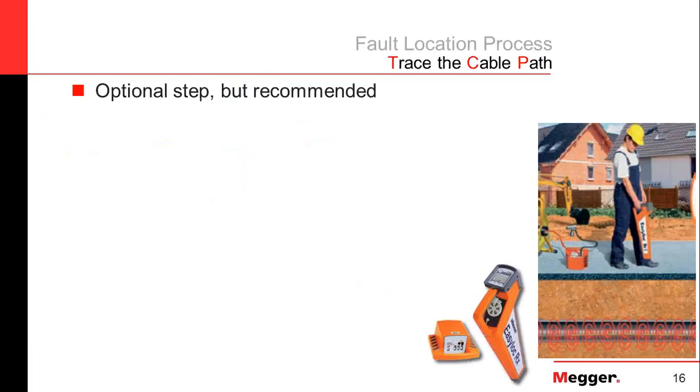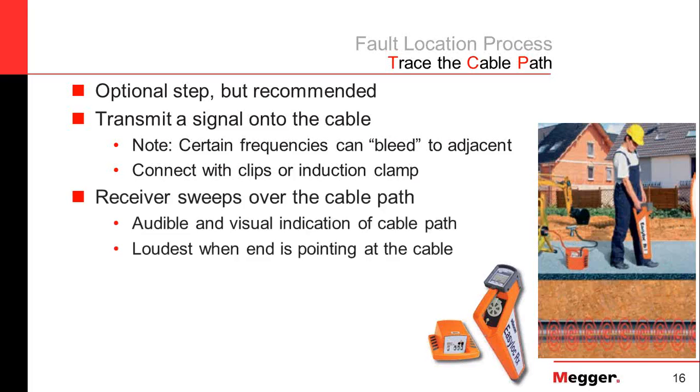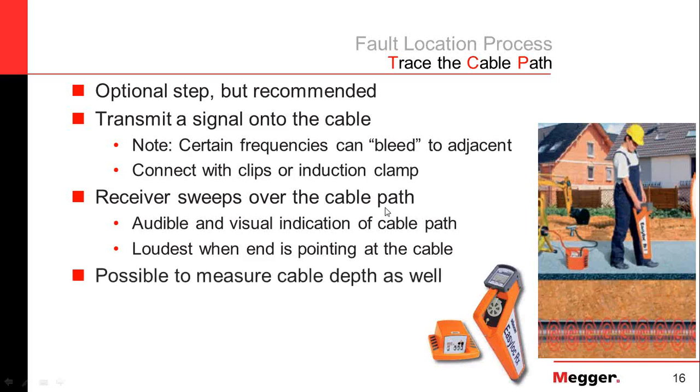Part of the fault locating process, an optional step but highly recommended, is to trace the cable path. This is where you transmit a signal onto the cable with some type of transmitter shown here. You can see they're connected up to the cable, and that's going to inject a signal onto the cable. Then we're going to use a receiver and sweep back and forth and trace that cable path. Now, the reason I'm popping this slide into the TDR presentation has more to do with the next slide.